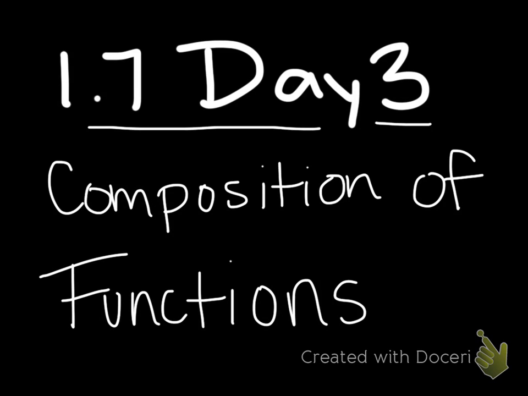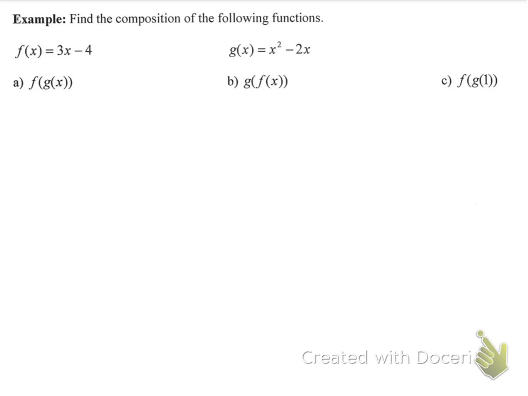Today we're doing section 1.7, day 3, and we're going to be discussing the composition of functions. For our first example, we have f of x and g of x, and they want us to find the composition f of g of x. Just real quick, another way you could see this notation in the book, sometimes they write it like this. It almost looks like the word fog. That implies the same idea of f of g of x.